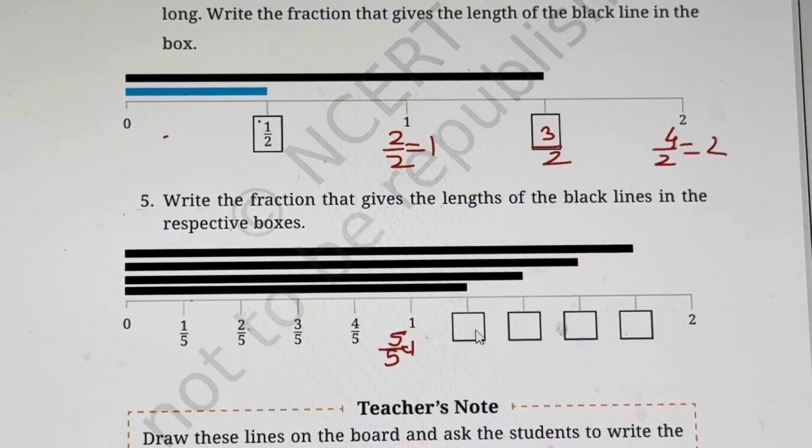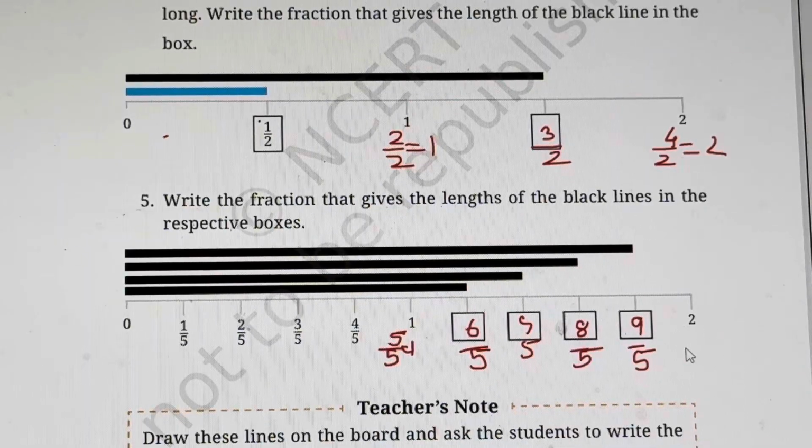So after 1, what will be the next number? 6 upon 5, because this is 4 upon 5, 5 upon 5, so this will be 6 upon 5. Next should be 7 upon 5, next should be 8 upon 5, and then comes 9 upon 5. Right? And then the last one is 10 upon 5, which is equal to 2. 10 divided by 5 is 2.